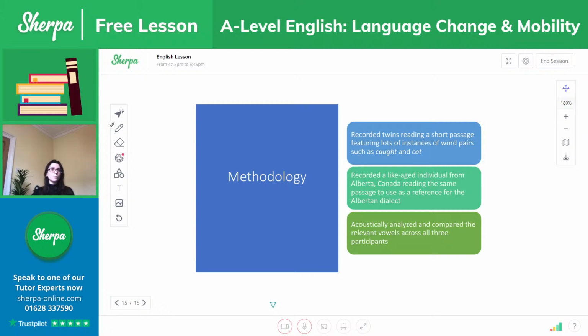So I recorded him reading the same passage to use as a comparison and kind of a reference point for the Alberta dialect. And then using these data, I acoustically analyzed the vowels and compared the twins to each other, and then compared each twin to the native Alberta speaker.